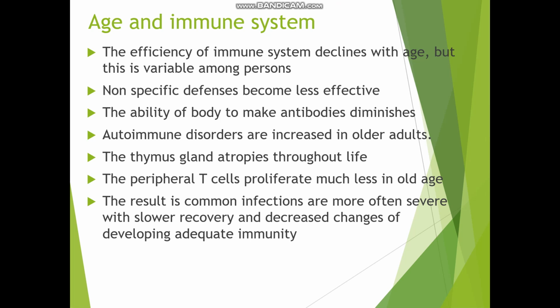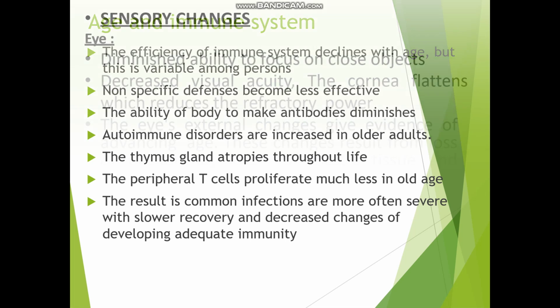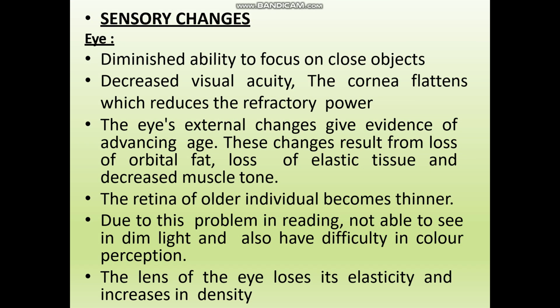So old age persons will have a high risk of getting infection. Common infections are more often severe, with slower recovery and decreased chances of developing adequate immunity. All these things can be seen because the immune cells are not producing properly. So that is about the immune system.